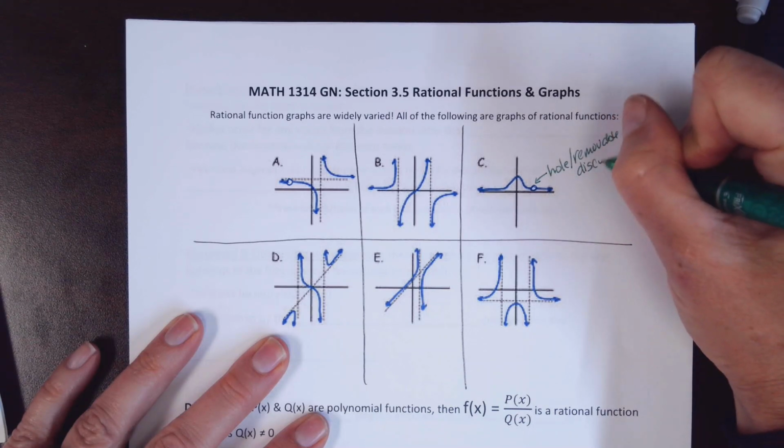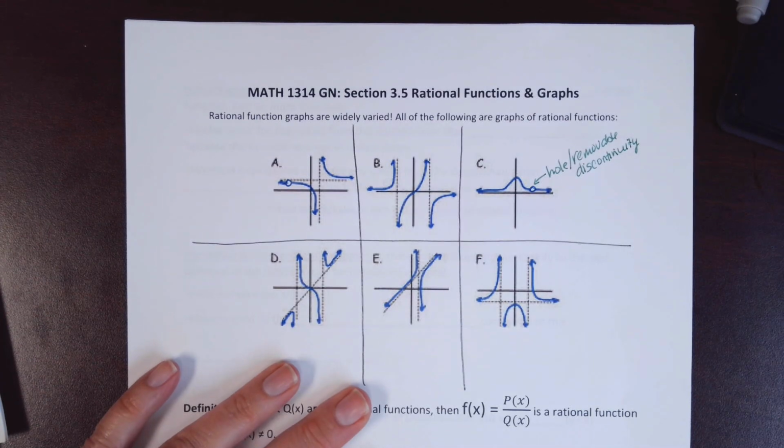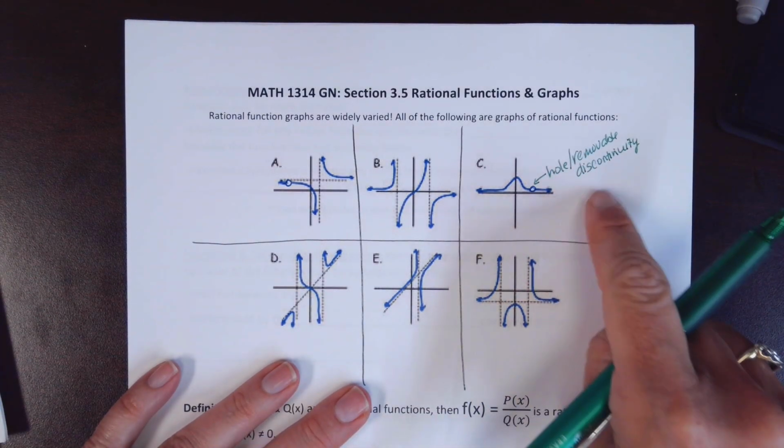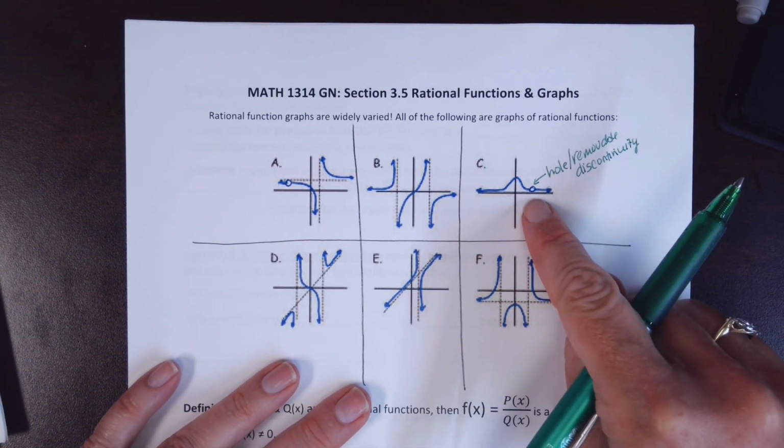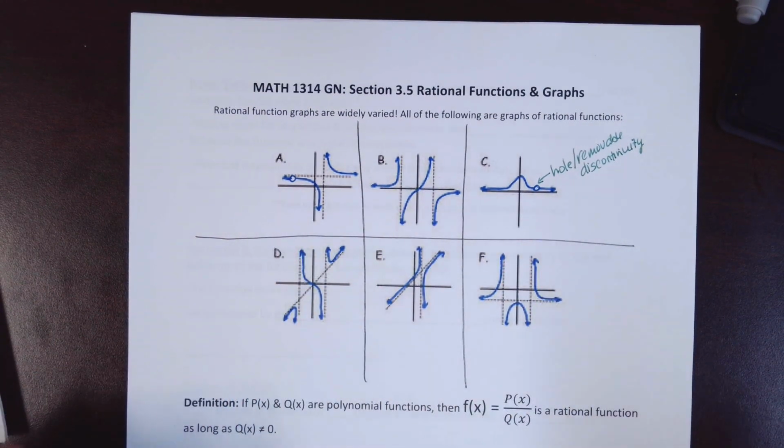Fancy term. If something is discontinuous, it's not continuous. It is a removable discontinuity. Holes come from when our function is not in lowest terms. So those 2 graphs have holes.